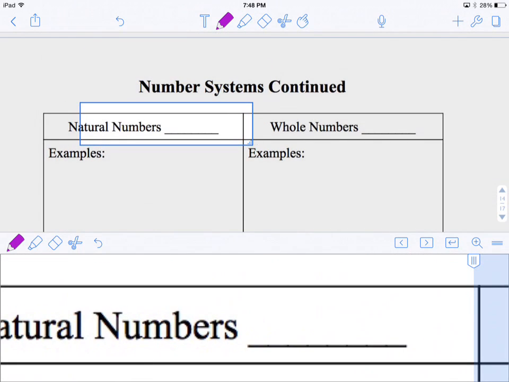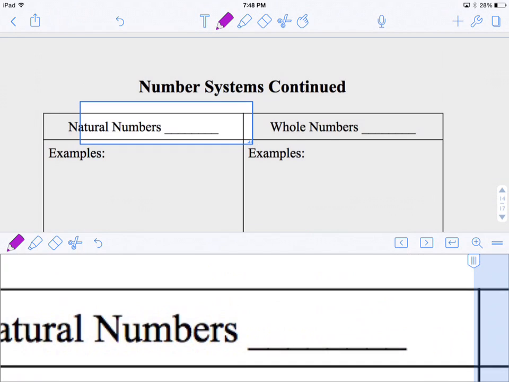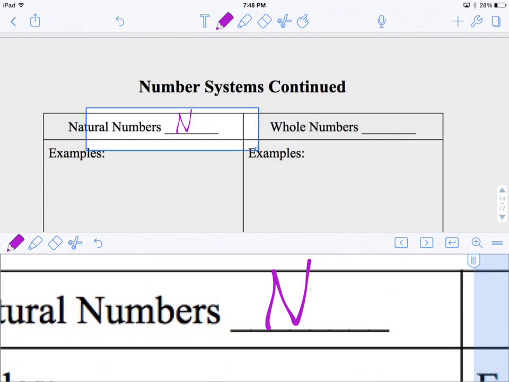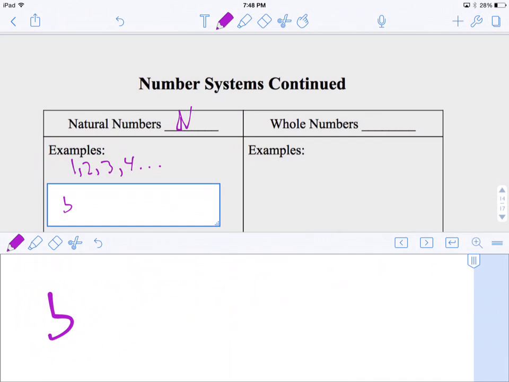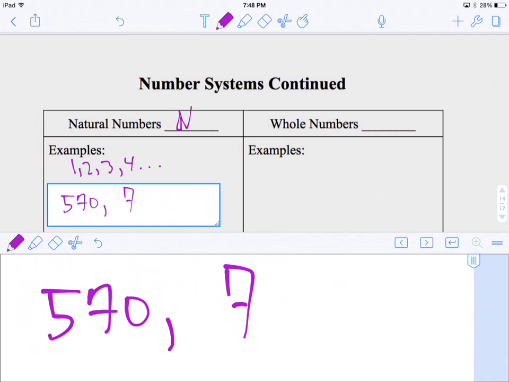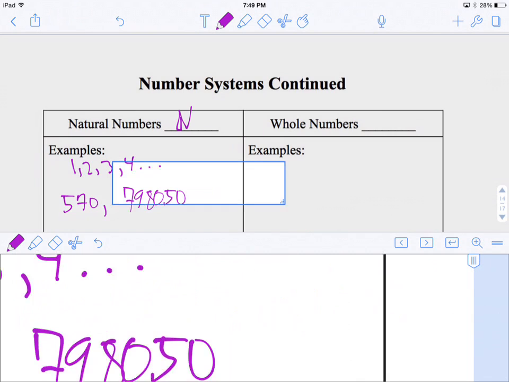So natural numbers, remember those are a subset of the whole numbers, and this is denoted with this N. But it's like a bold N, so they draw this little line on it, and it makes it look like it's bold. You'll see it on the bottom of this page. So examples of natural numbers: 1, 2, 3, 4, and it goes on forever. More examples would be like 570. There are no fractions or decimals, it's just full values without a fraction or decimal. Another one would be 7, 9, 8, 0, 5. There's no decimal, we're good. There's no fraction, we're good.